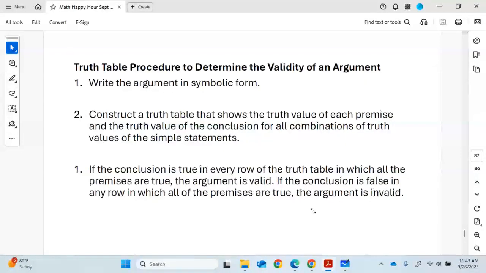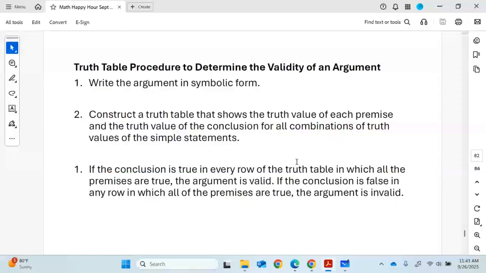Okay, our whole goal is to determine if the argument is a valid argument or not. These are the steps to check, the procedure to know the validity of an argument, whether it's valid or invalid. So the first thing is we're going to write down the argument in symbolic form. We just practiced doing that in the previous example. Number two, we're going to construct the truth table that shows the truth value of each premise and the truth value of the conclusion for all combinations of truth values of the simple statements.